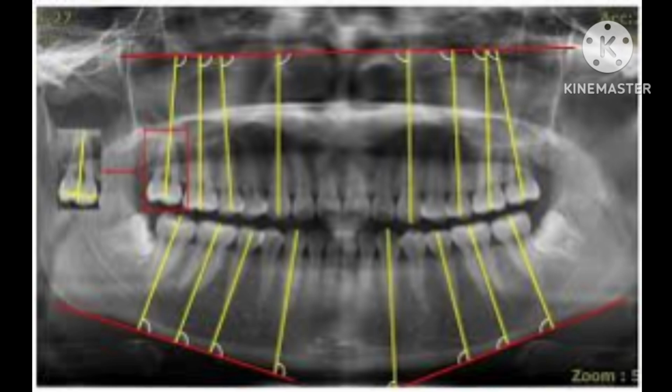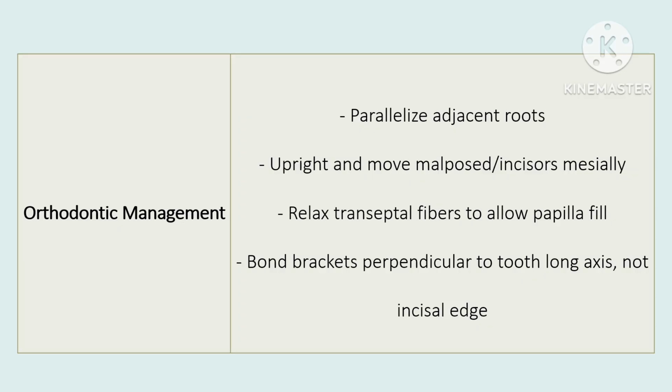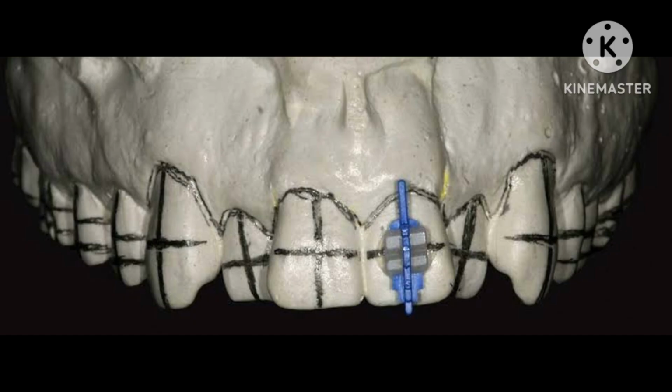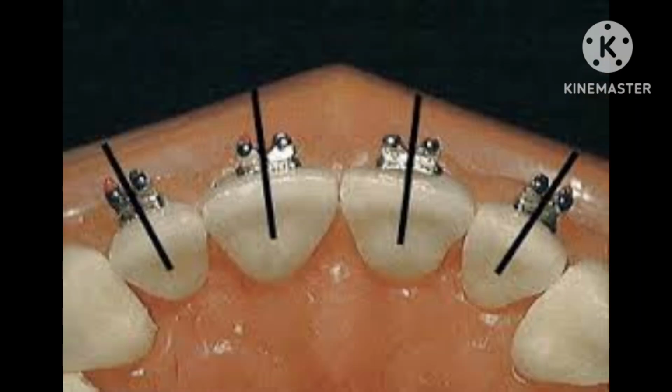The goal of orthodontic treatment in black triangles is to make the roots parallel and position contact points correctly. A brightening or mesial movement of incisors relaxes the fibers between them, helping the papilla to naturally fill the space. Proper bracket placement is critical. Brackets should follow the long axis of the tooth, as error can cause root divergence and worsen the triangle. Radiographs must be checked before bonding to confirm the root alignment.